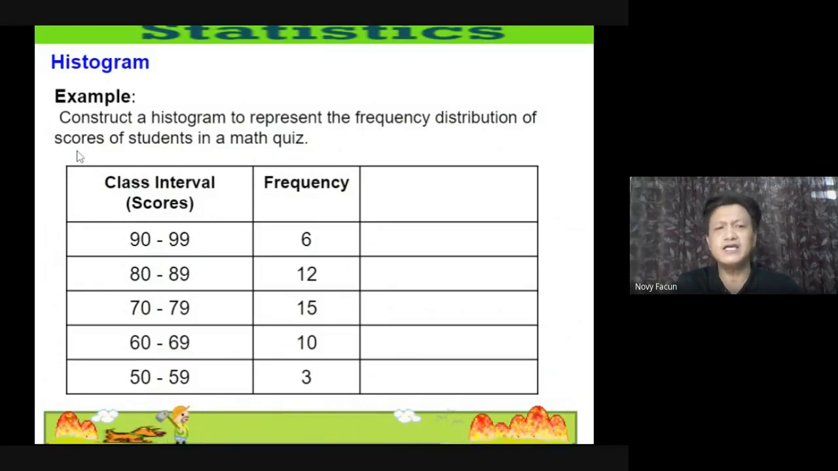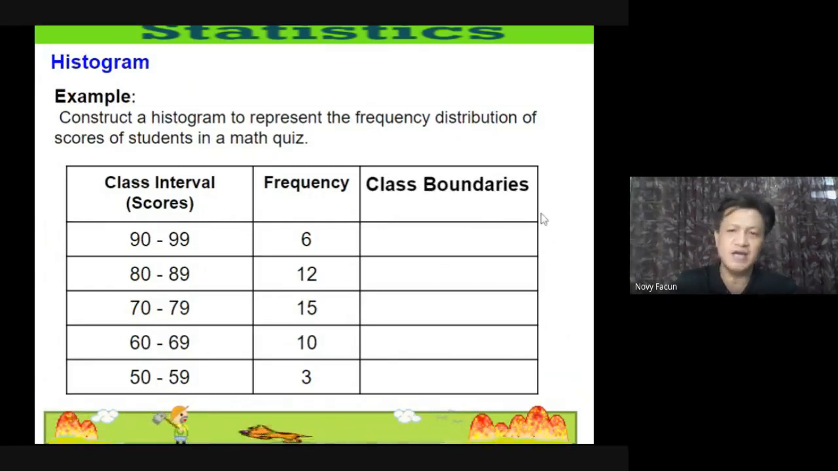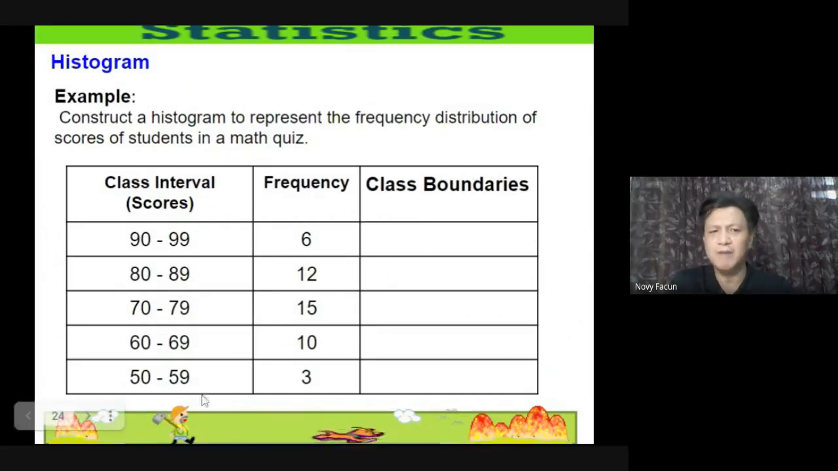Example, construct a histogram to represent the frequency distribution of scores of students in a math quiz. Kung mapapansin nyo, given yung class interval dyan, tsaka frequency, meron tayong hahanapin yung tinatawag natin class boundaries. Remember, the last time we already discussed the class boundaries. When you say class boundaries, meron tayong tinatawag na lower limit. Okay, yung lower limit, magma-minus ka ng 0.5 dito. Okay. And then yung upper boundary naman, para makuha natin yung upper boundary, titingin ka dito sa upper limit. Magpa-plus ka ng 0.5. Okay.